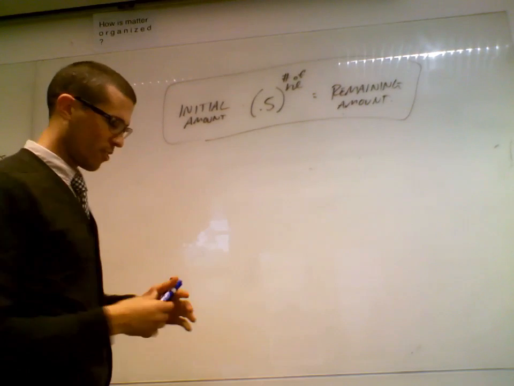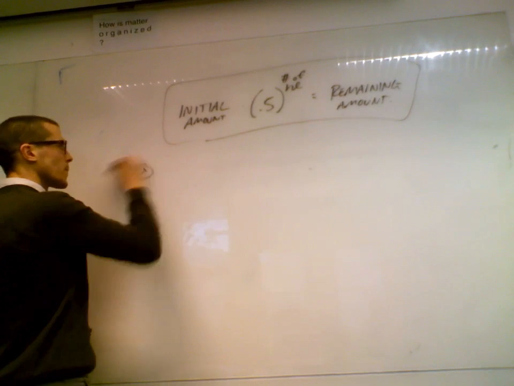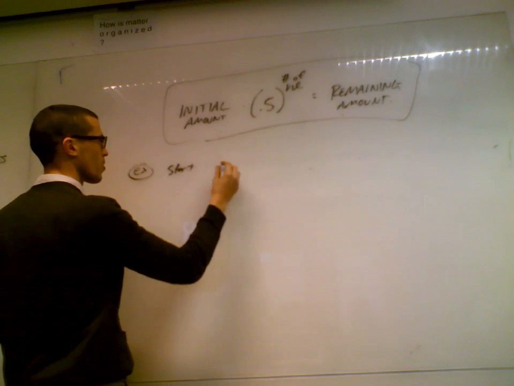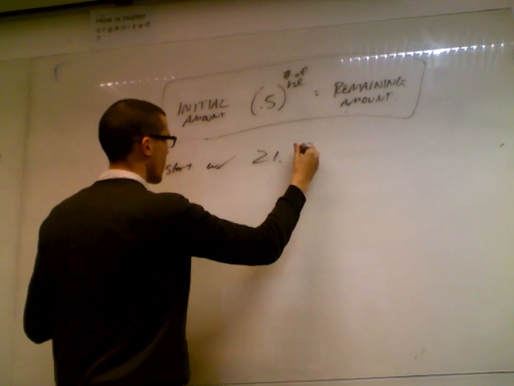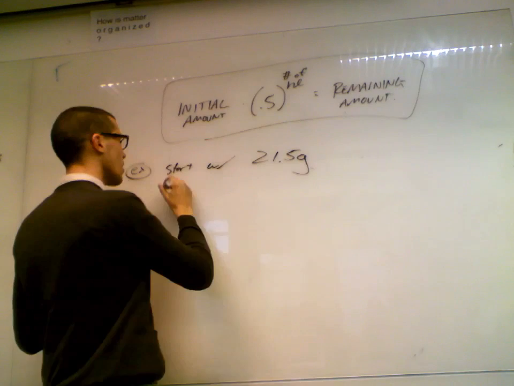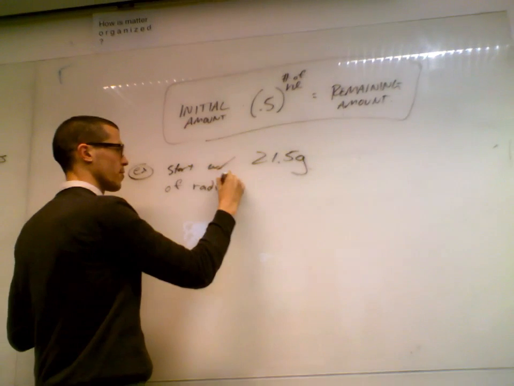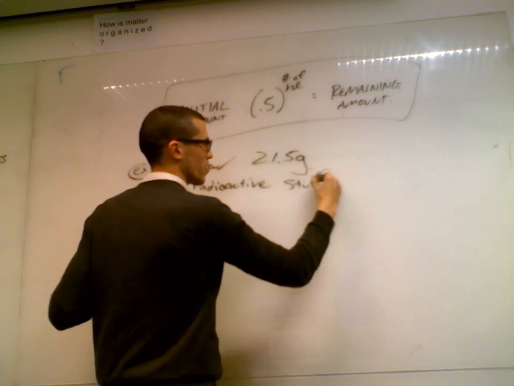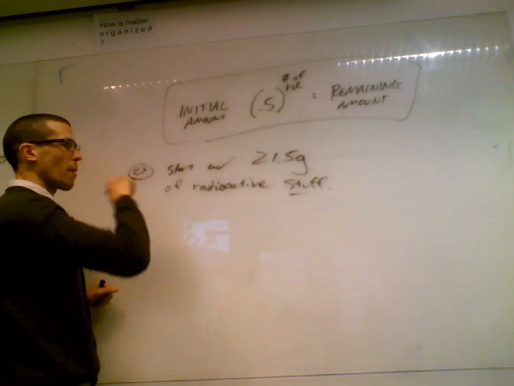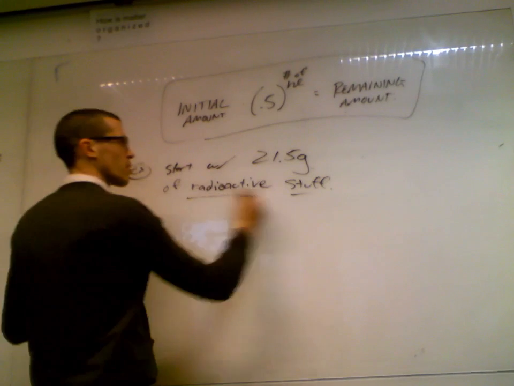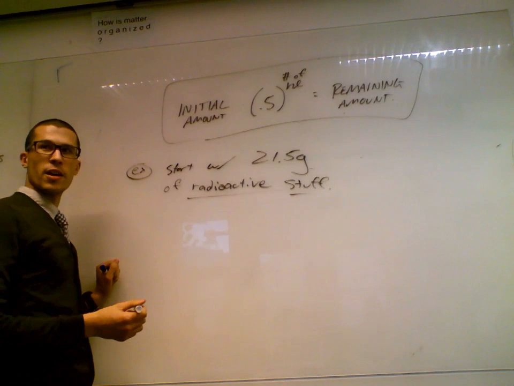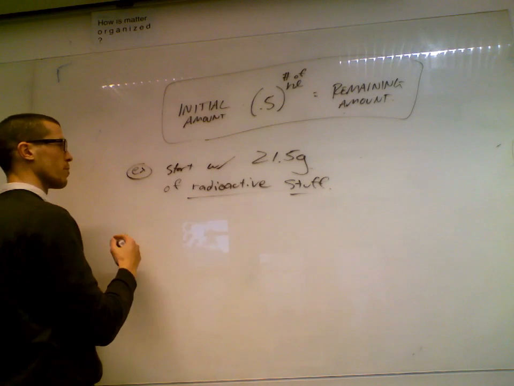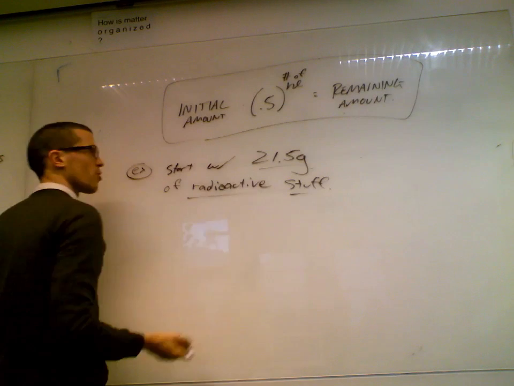Let's say that, for example, you start off with, I'm making this up right now, 21.5 grams of radioactive stuff. I could make up an element right now, but I don't need to. It doesn't matter. That might be something that would throw you off. So it doesn't matter which element it is for these half-life problems. So we start off with that much. That's our initial.